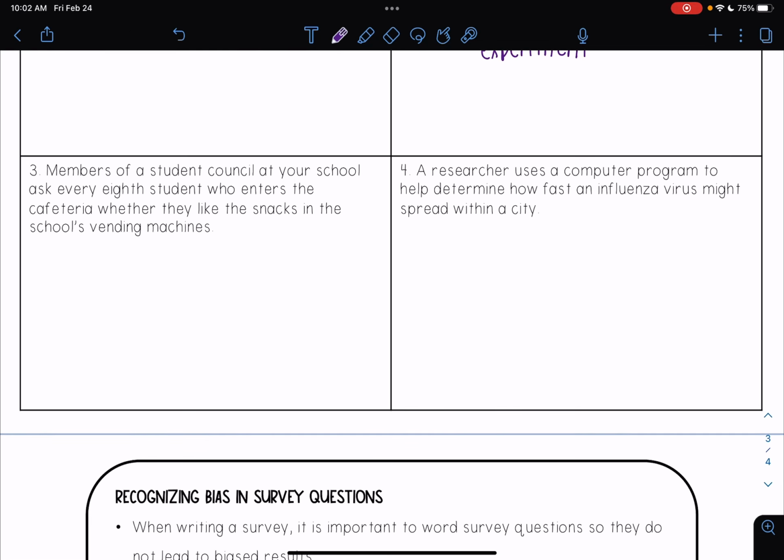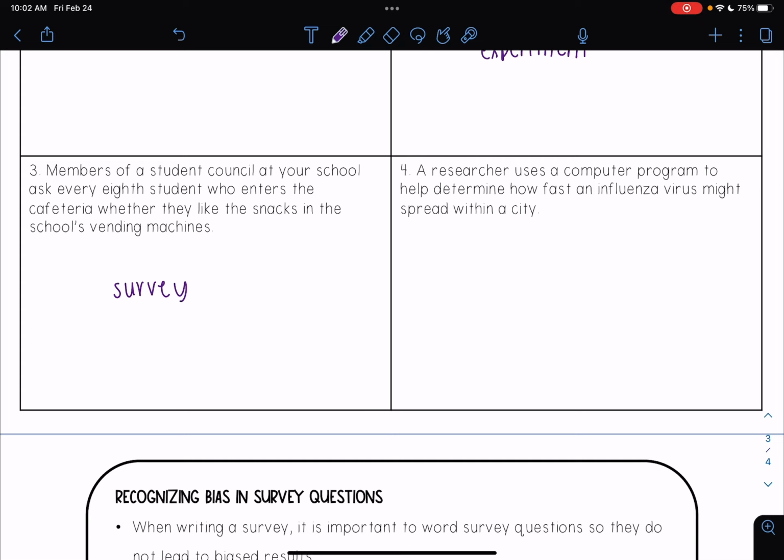Okay, number 3 says members of a student council at your school ask every 8th student who enters the cafeteria whether they like the snacks in the school's vending machines. So here we see the students are all being asked a question. They're being asked whether they like the snacks or not. So that means that this is a survey.